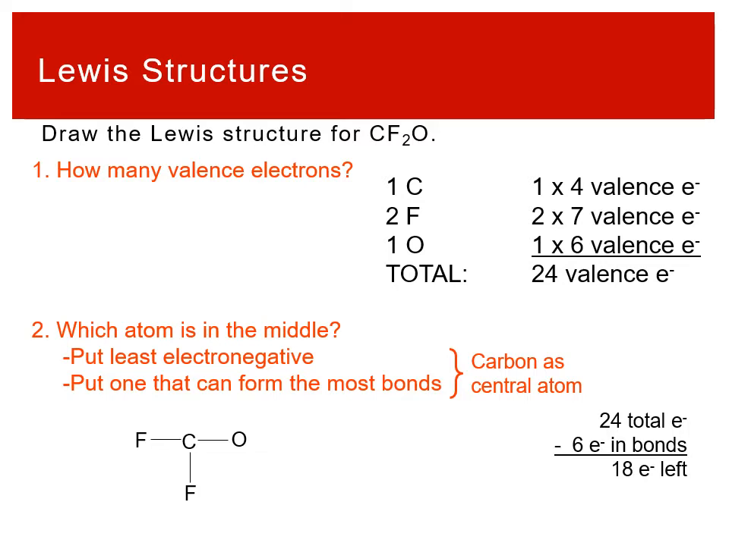Okay, so I have assigned electrons. I need to account for them. I started with 24. I have put 6 in those bonds, giving me 18 electrons left. All right, so there's 18 electrons left.